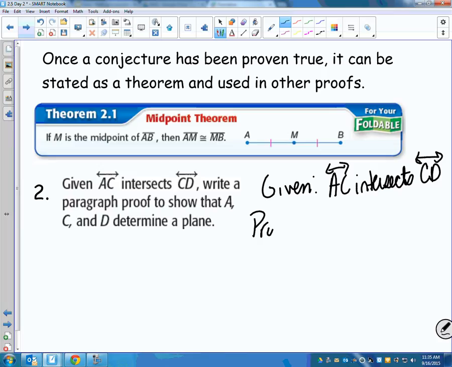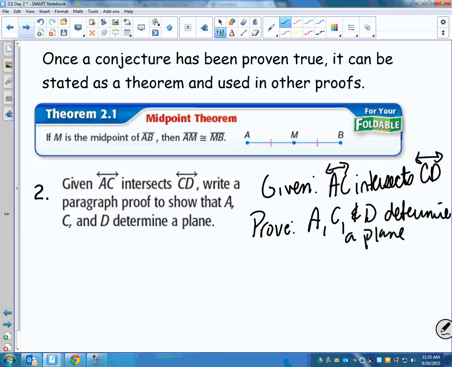What are we trying to prove? Prove that A, C, and D determine a plane. At minimum, do that. It just kind of helps you gather your thoughts. What do they give me? What am I trying to prove?